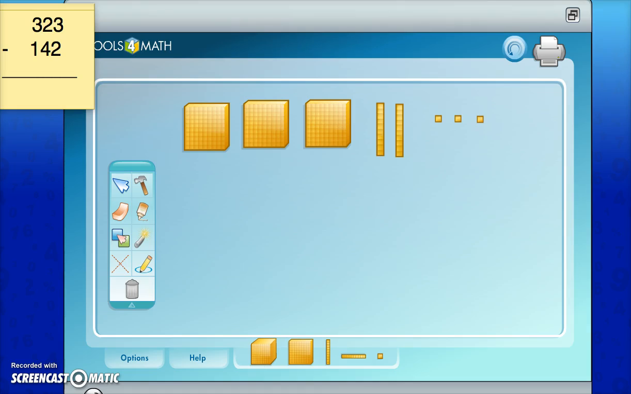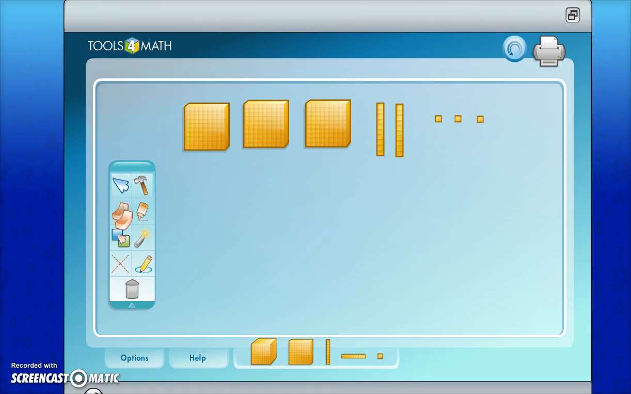In expanded algorithm, I start in the hundreds place value. So for my number, as you can see, I have 3 hundreds. I'm taking away 100, which is the 1 in 142. Let me go and do that. Perfect.